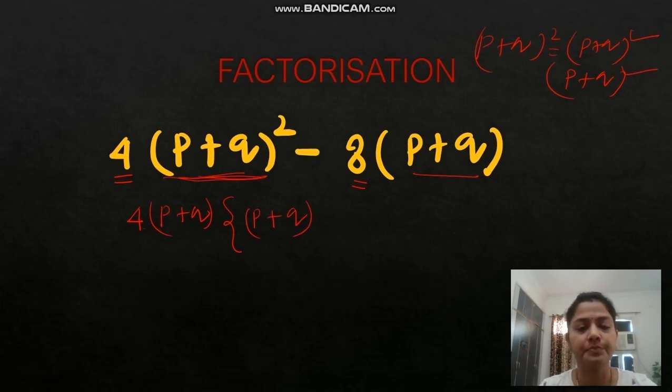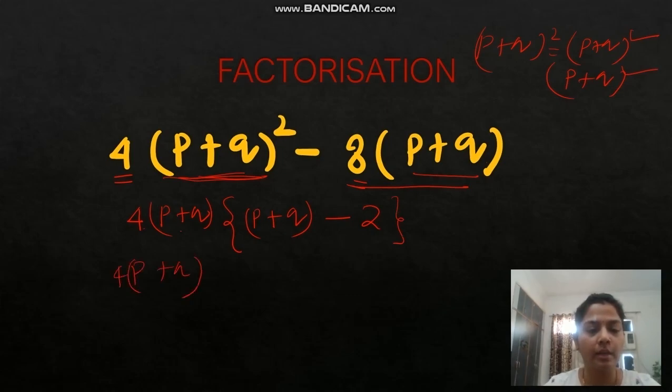So what is left behind? Simply (p + q). Minus, now from the second term. From 8, 4 has been taken common, so what is left behind? 2. And from (p + q), the whole (p + q) has been taken common, so what is left behind? 1. No need to write it again. So this 4(p + q), and what is left here? (p + q - 2). So this will be your answer.